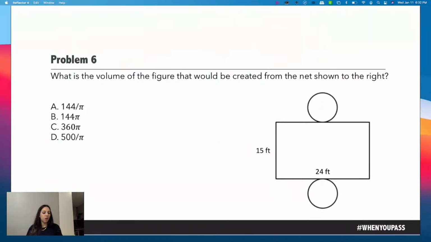What is the volume of the figure that would be created from the net shown to the right? So let's remember that perimeter.